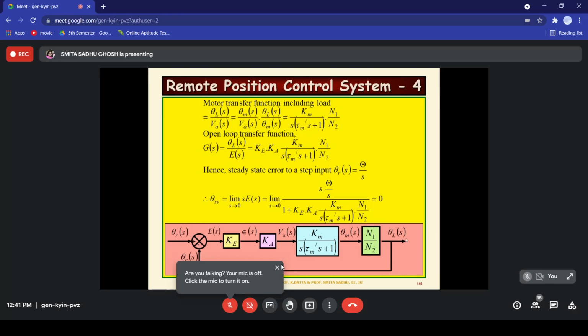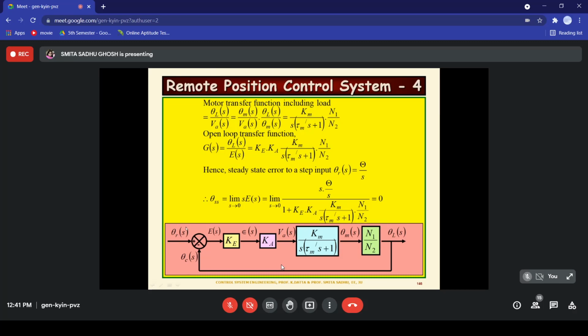So basically, the overall objective of such a system would be to obtain a zero steady state error. What do I mean by zero steady state error? When I have zero steady state error, it would mean that theta L will be directly following or closely following the reference command, that is theta R.